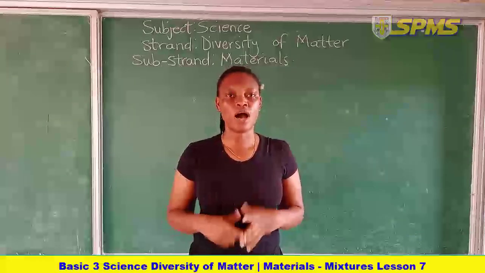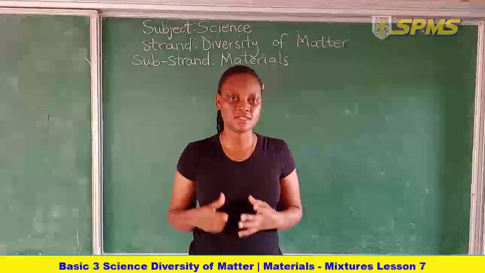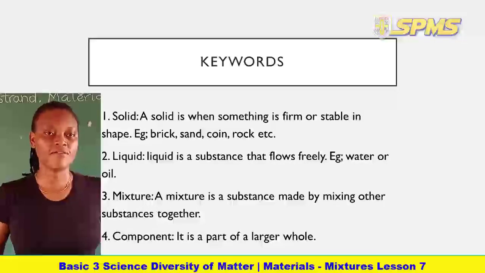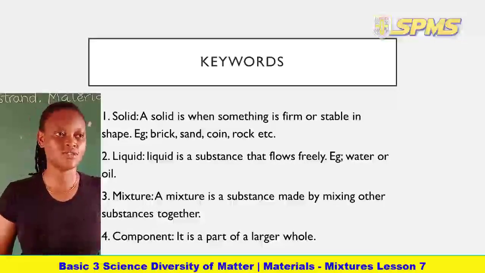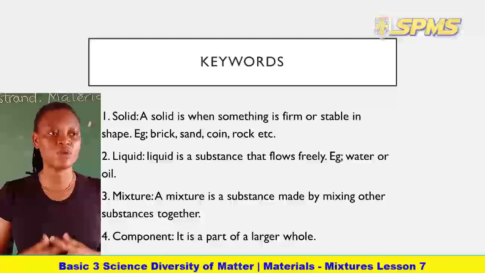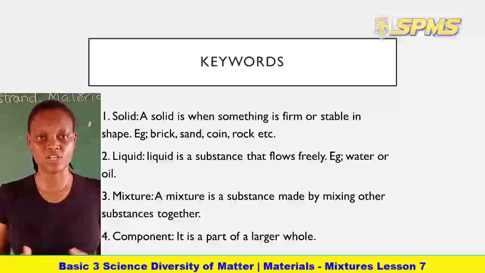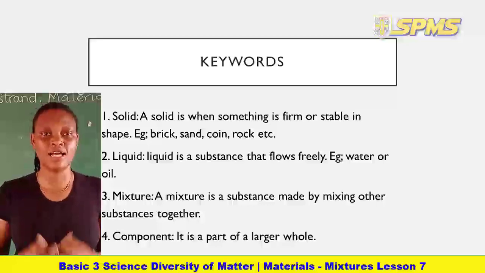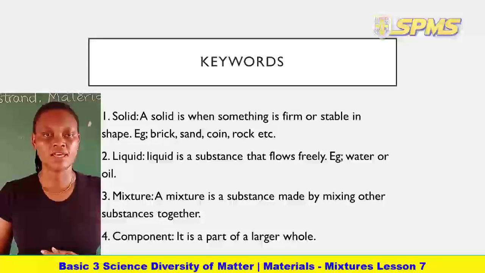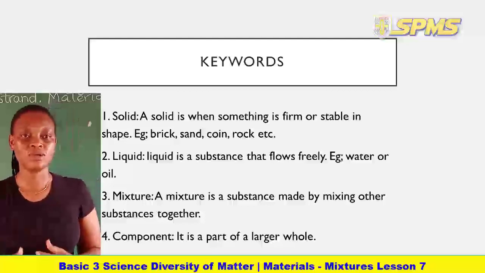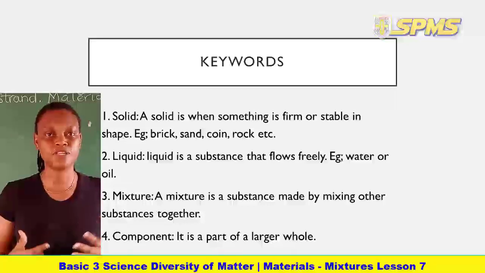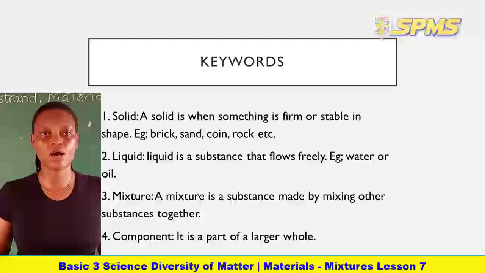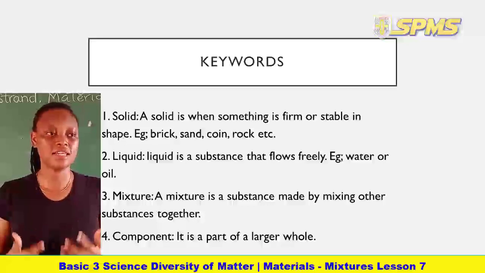Good. So our keywords remain the same as last week's keywords. Our first keyword is solid. Solid is when something is firm or stable in shape. For example, we have the coin and the rock. They are solid in shape. And then we have liquid. Liquid is a substance that flows freely. Any substance that flows freely, such as water or oil, we can say that it is liquid.